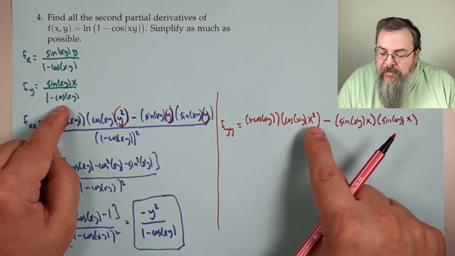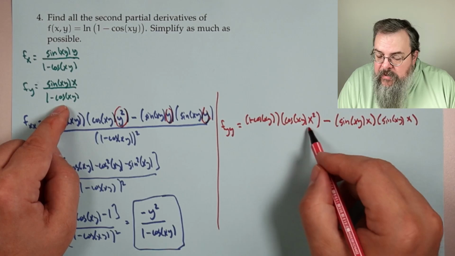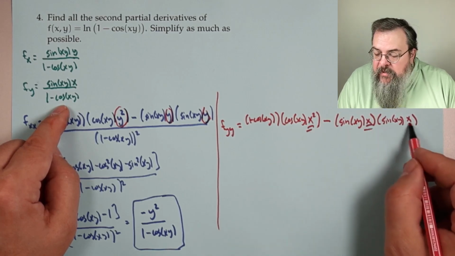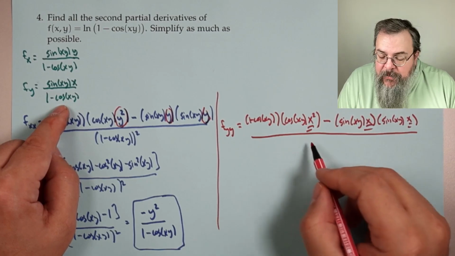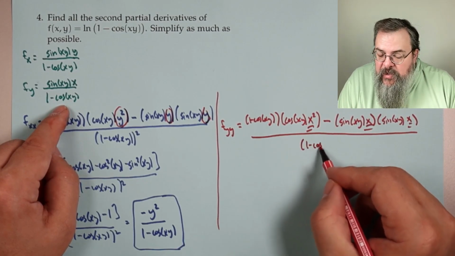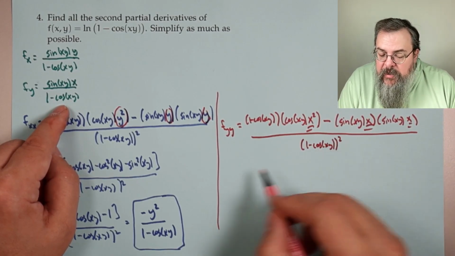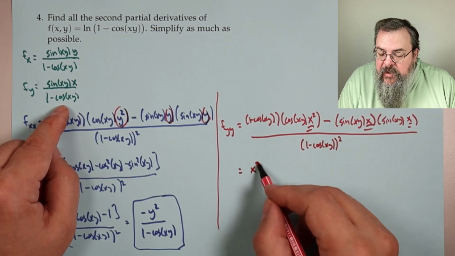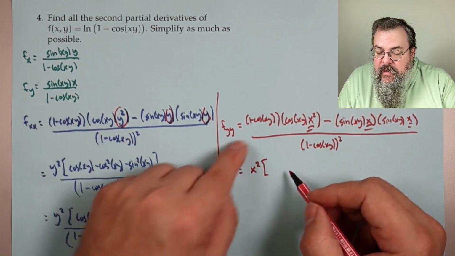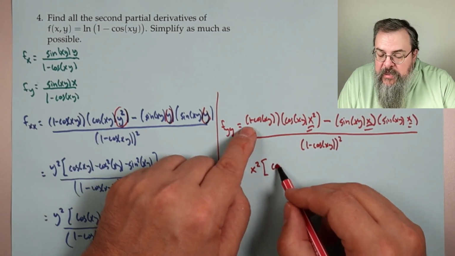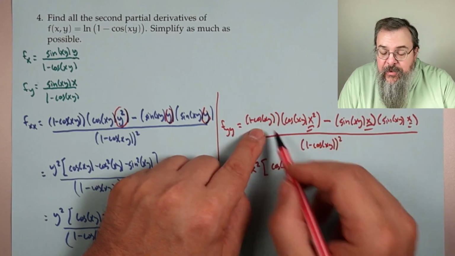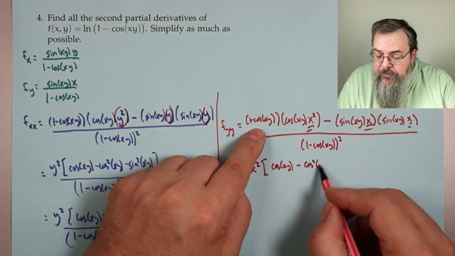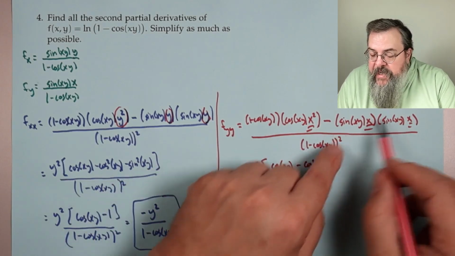Now, we again have x squared and x squared and x squared. So that's going to help us. We're going to do the same thing we did before. So 1 minus cosine xy squared. So pull out the x squared, that's in common. And then we have cosine xy minus cosine squared minus sine squared.